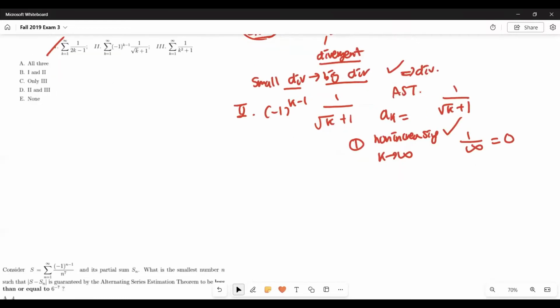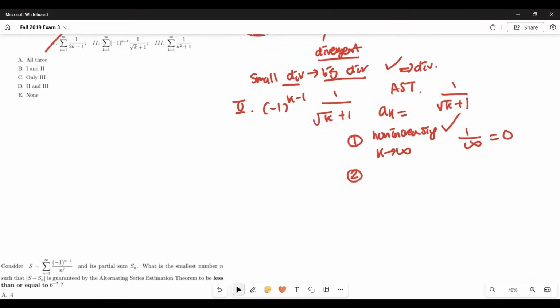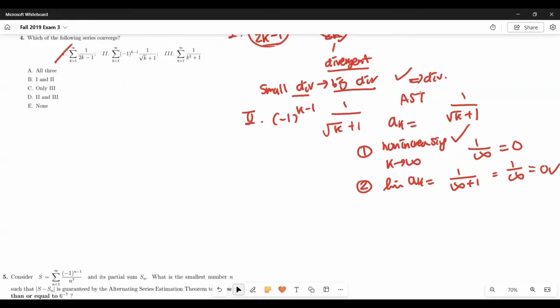The first condition is met. And the second condition was that the limit of a_k has to go to 0. I kind of already showed it, but I can show it again. 1 over the square root of infinity plus 1 is just the same as 1 over infinity because 1 is a very trivial number. So you can say it's just 1 over infinity, and this actually goes to 0. So this is right. So you can say that this is actually converging by the AST, the alternating series test.